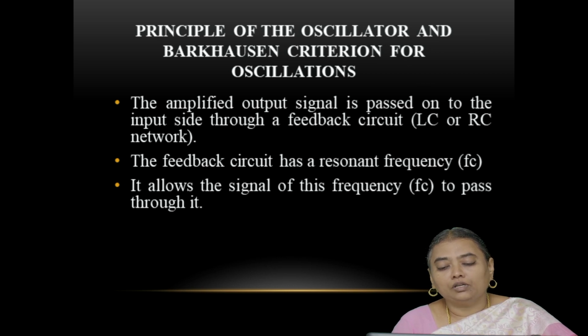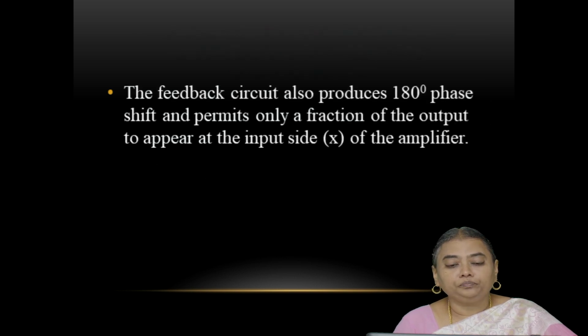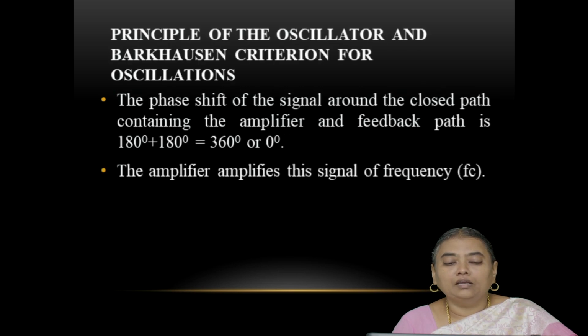The feedback circuit has a resonant frequency fC. It allows the signal of this frequency to pass through it. The feedback circuit also produces a 180 degree phase shift and permits only a fraction of the output to appear at the input side of the amplifier. The phase shift of the signal around the closed path containing the amplifier and the feedback is 180 plus 180 equal to 360 degrees or 0 degrees.